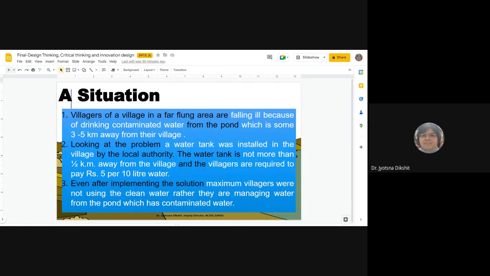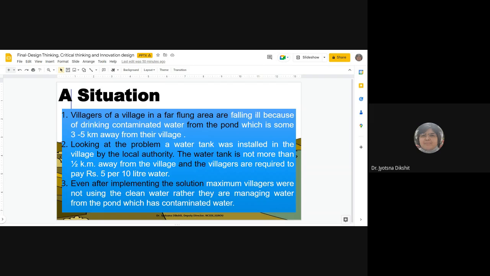Now, I'll discuss a few case studies and situations with you to make you better understand this process, rather than going directly into the various stages of the process. There's a village in a far flung area where the villagers are falling ill because of drinking contaminated water. Water contamination is one of the major problems we are facing, particularly in the Indian context. These villagers drink contaminated water from the pond, which is some 3 to 5 kilometers away from their village.